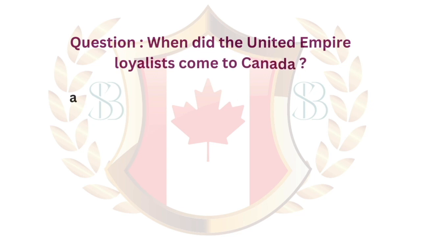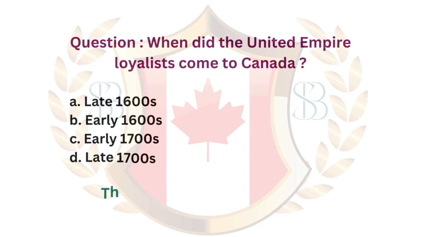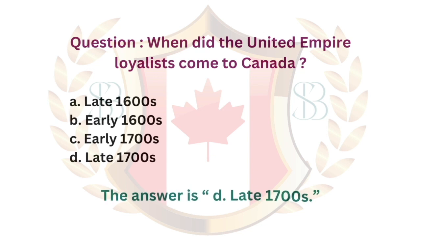Question. When did the United Empire Loyalists come to Canada? A. Late 1600s. B. Early 1600s. C. Early 1700s. D. Late 1700s. The answer is D. Late 1700s.